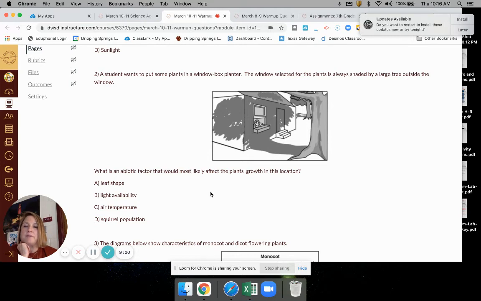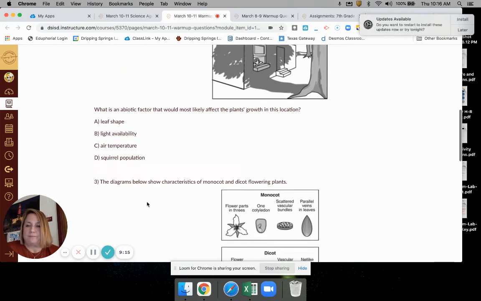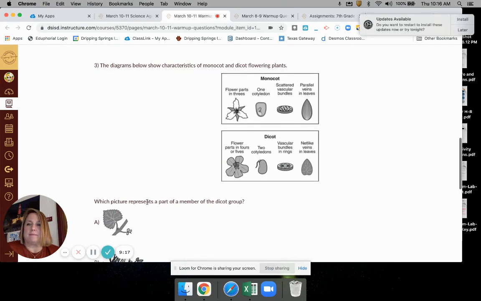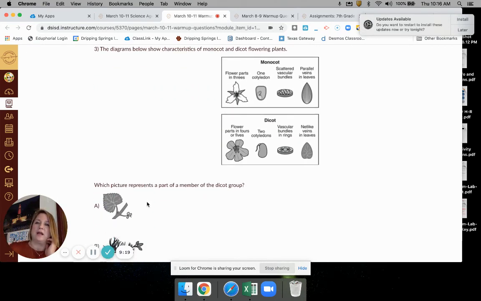So which one of these things is going to determine how much photosynthesis can happen, which is growing plants? That's going to be light availability. So the best answer for that is B, light availability. Number 3, back to classification. The diagrams below show characteristics of monocot and dicot flowering plants.